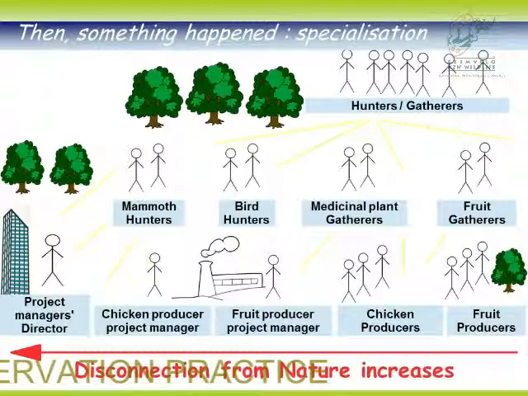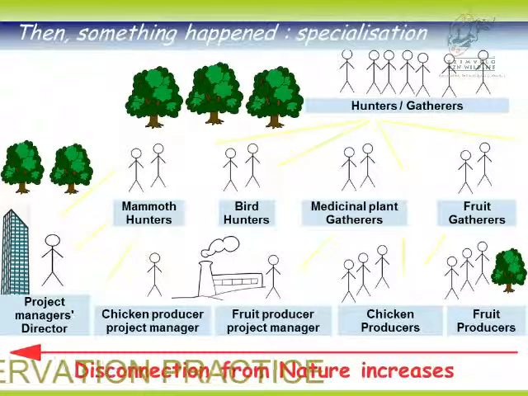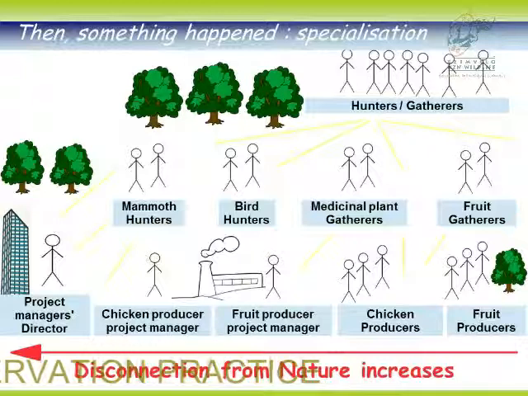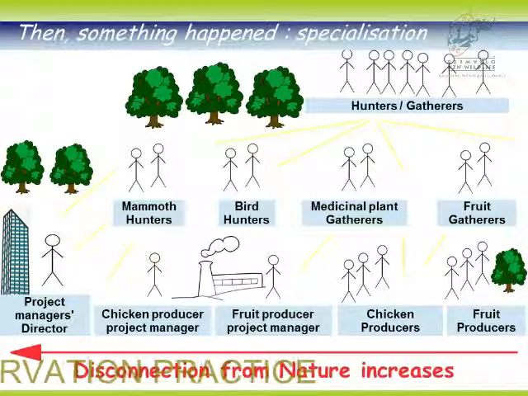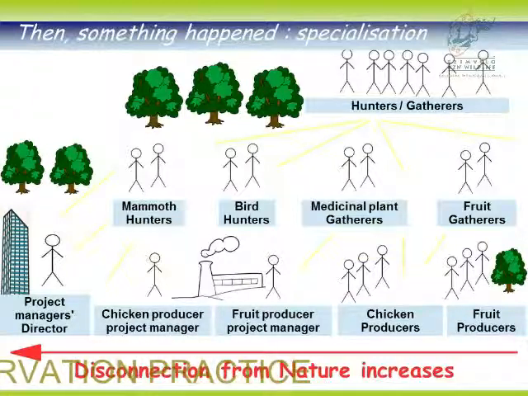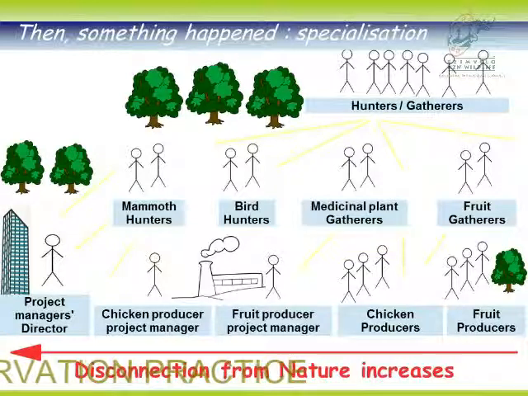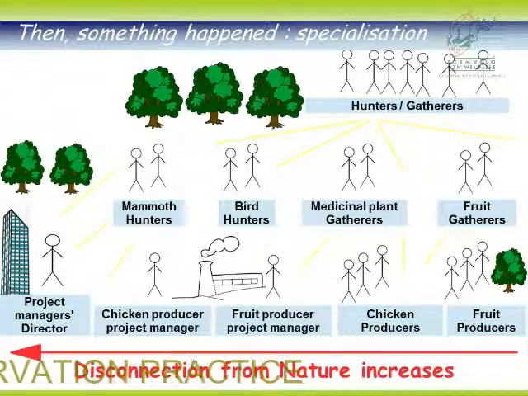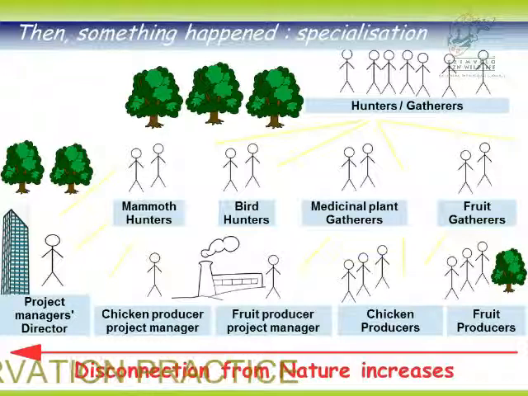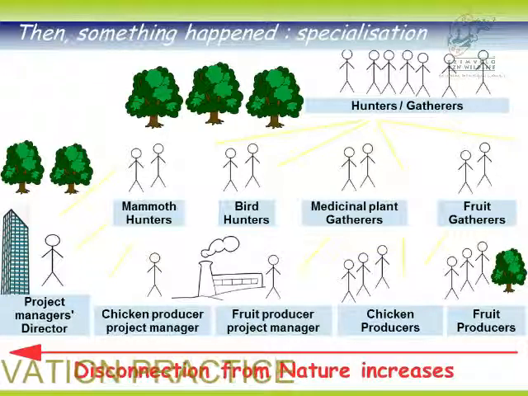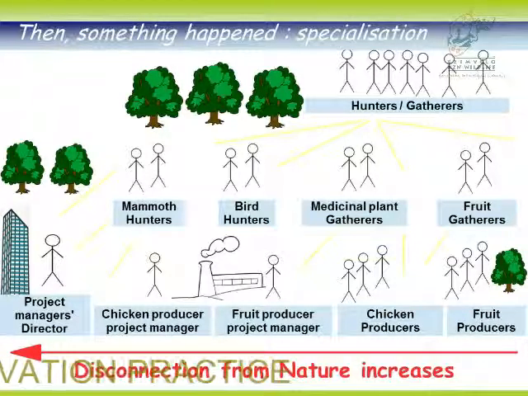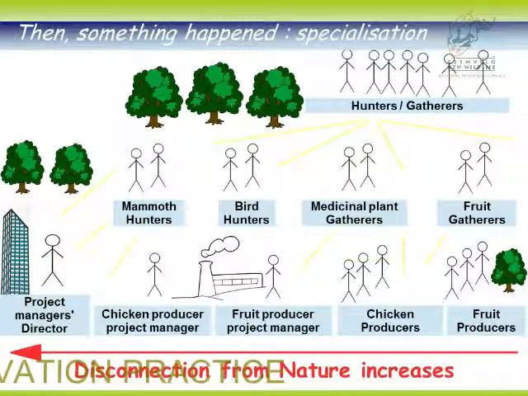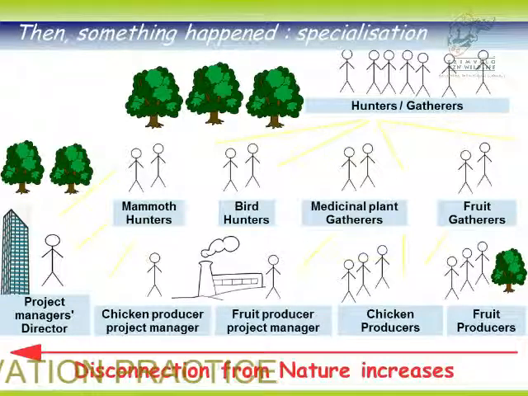But at one point, I think this is something which happened: specialization, task divisions. We used to be hunter-gatherers, and then we started becoming fruit gatherers, medicinal plant gatherers, bird and mammoth hunters, whatever you want. And then it gets even, not worse necessarily, but more advanced, let's say. We stopped gathering and we started producing to sell. So that's, again, a different approach to nature.